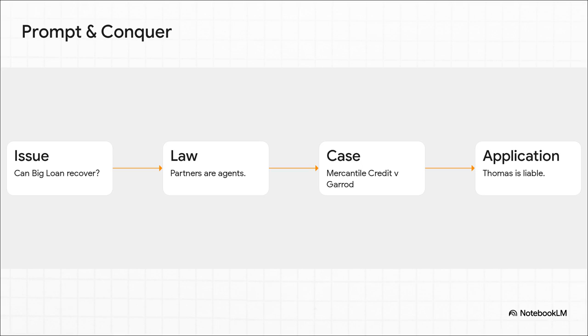Okay, we're going to use the prompt and conquer method here. Step 1, the issue. Can Big Loan get their money back? Step 2, the law. Every partner acts as an agent in the ordinary course of business. Step 3, the case law. Mercantile Credit Co. Ltd v. Garrod. And Step 4, the application. Because getting a loan looks like normal business to an outsider, Thomas is on the hook. Big Loan Limited will almost certainly succeed.